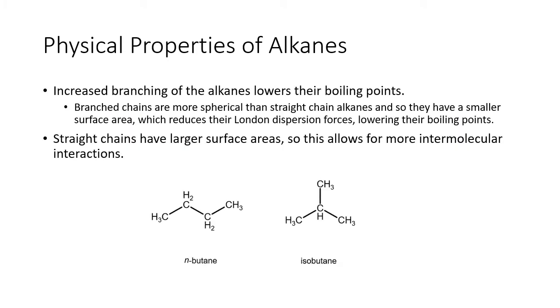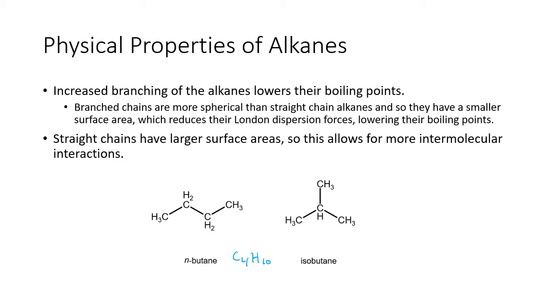The greater London dispersion forces lead to a higher boiling point. The properties of alkanes can change depending upon how they're branched as well. So branched chains have a more spherical shape than a straight chain, and therefore the branching creates a lower surface area when compared to a straight chain. So here we can compare something like butane to isobutane, which is an isomer. Both of these have the same formula, C4H10.